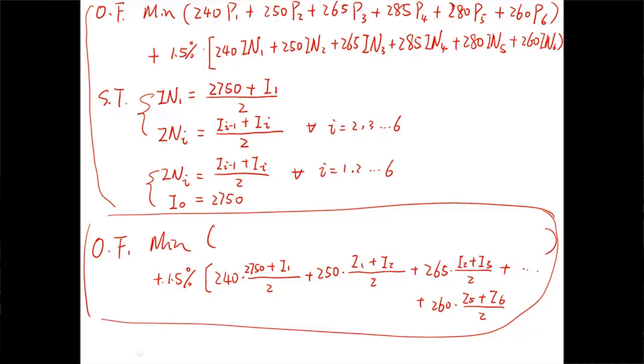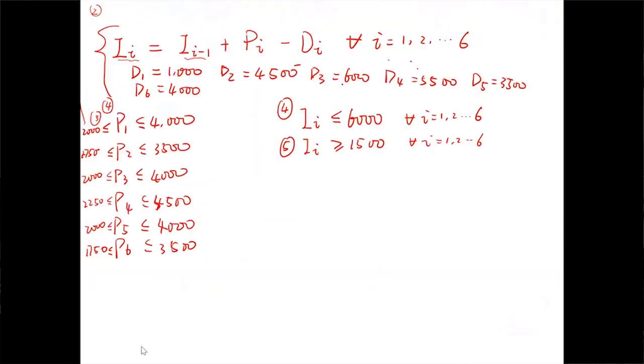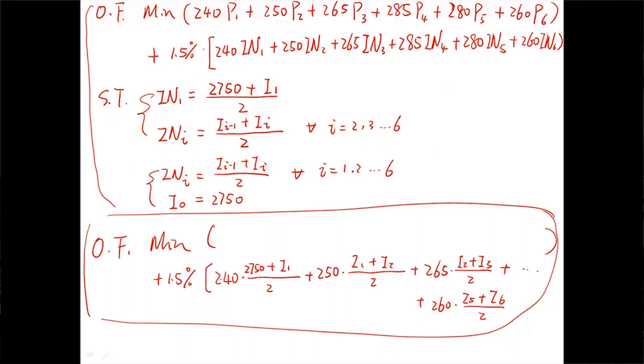The main thing for this problem is that when you calculate the inventory cost, they use this average inventory. But when you need to define the relationship between the production and demand, you need to use the ending inventory. Some students confuse those together. So they use one variable here, just this I, and when they do the inventory cost, they just use the I instead of the average inventory. So that's one place to be cautious about.